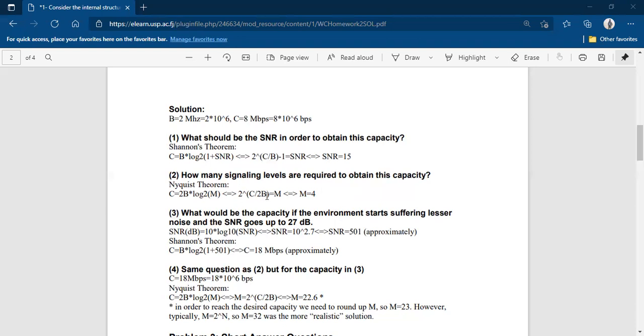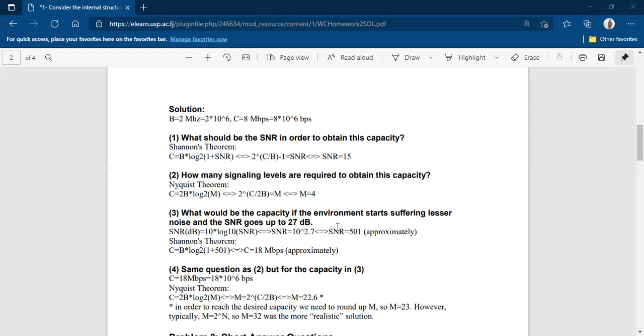Question number 3. For question number 2, this is simple mathematics. I believe all of you should be able to do this. It's direct substitution, so please try to do this. Question number 3: what would be the capacity if the environment starts suffering lesser noise and the SNR goes up to 27 dB?